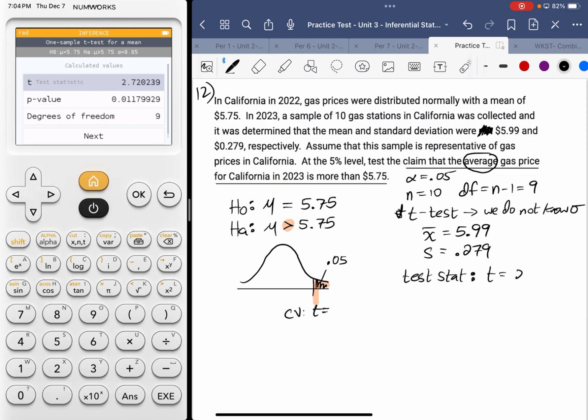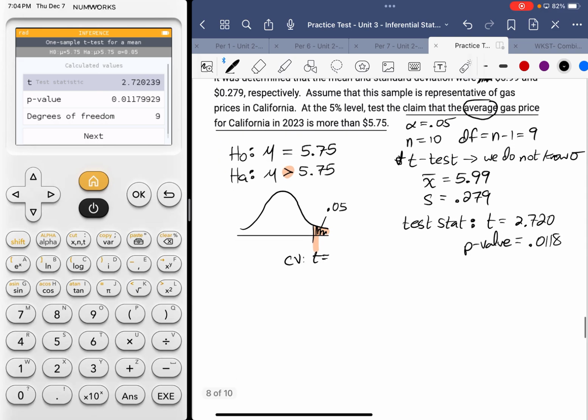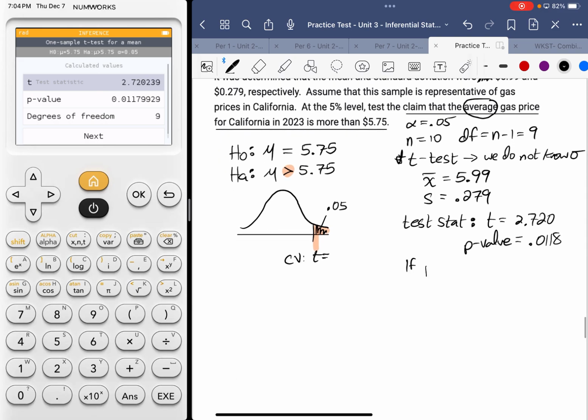So T is equal to 2.720, and I get the p-value, 0.0118. The relationship between the p-value and the alpha value is what allows me to either reject or not reject the null hypothesis. I included this in the notes, but I'll write it again here. If the p-value is less than alpha, you reject the null hypothesis.